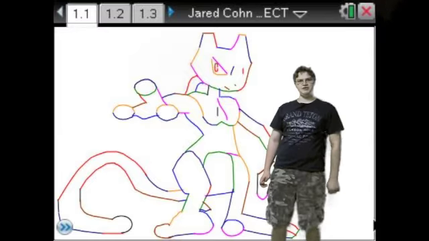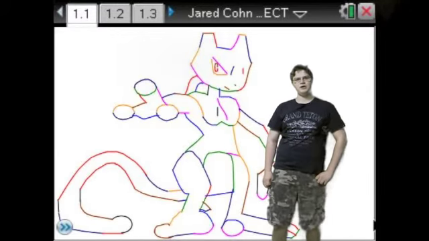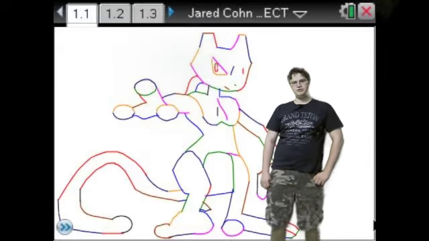For my graph, I chose Mewtwo, the 150th Pokemon. The main reason why I chose him is because, as a child, even now, he remains my favorite Pokemon. During my process in graphing Mewtwo, I learned one major lesson, and that is never give up.